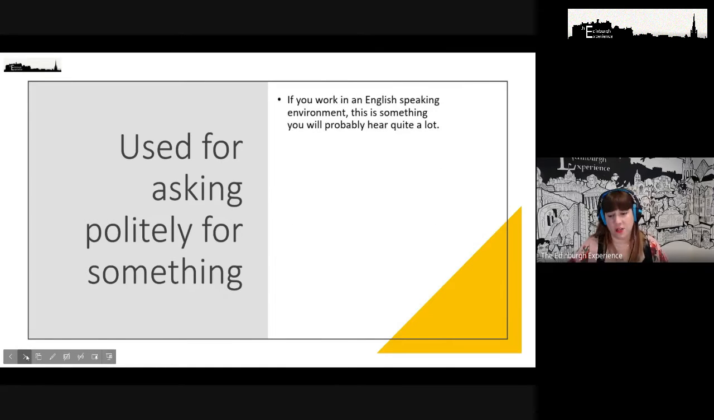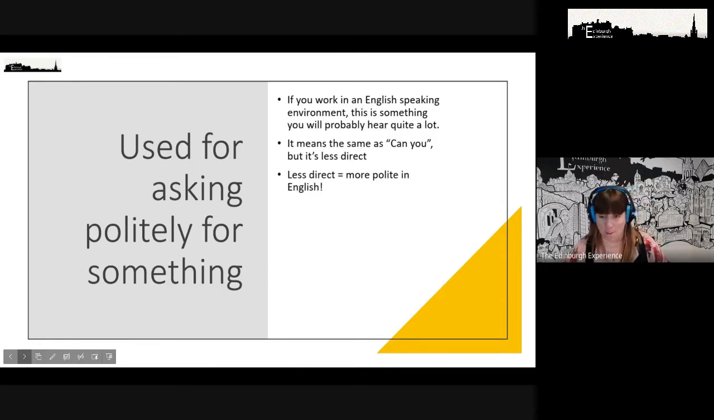If you work in any kind of English-speaking environment, like an office or a shop or a cafe or anything that involves a team especially, this is something that you will hear a lot, yeah? And it means the same as can you, but again, we're using that would for softening and making something more polite, okay? It's less direct, yeah? As a general rule in English, if we are being less direct, we are being more polite, okay? So it's a really useful term for if you're working in English in groups of people.